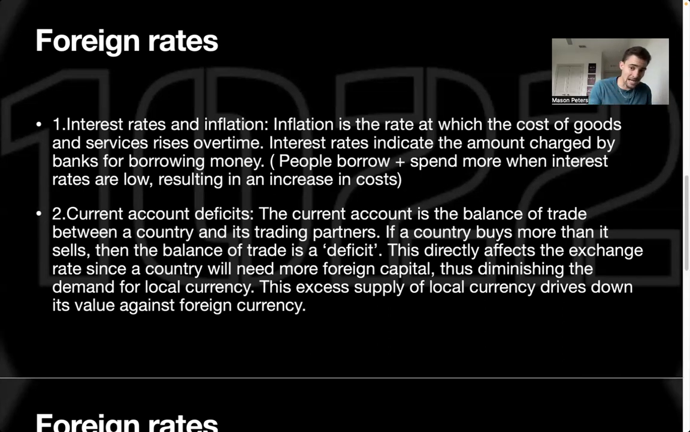This directly impacts the exchange rate, since a country will need more foreign capital, thus diminishing the demand for local currency. If less countries are demanding our currency, the excess supply of dollars will drive down the value in the foreign exchange market. If we are not producing enough resources for other countries to buy from us, our currency diminishes in value.